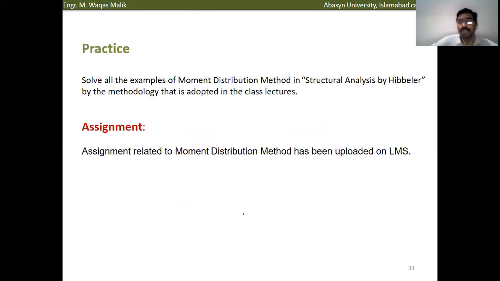Moreover, for your practice, I will suggest that you should do all the examples or problems related to the moment distribution method given in the book that we are following, that is Structural Analysis by R.C. Hibbeler, using the methodology that I have told you in these lectures. Moreover, I have also uploaded assignment 3 related to the moment distribution method on the LMS of the university, and it is due next week.